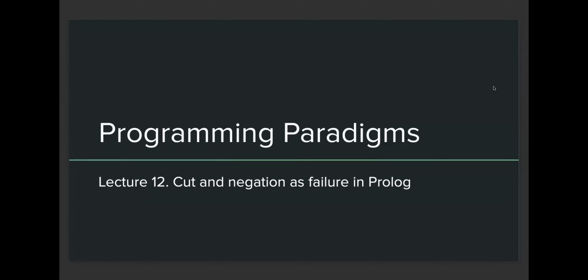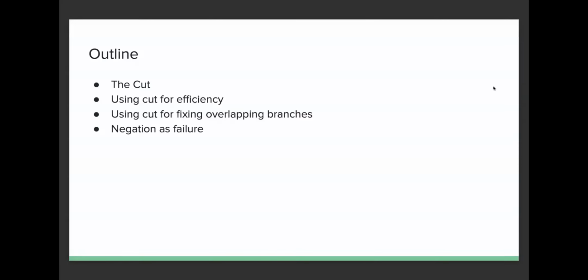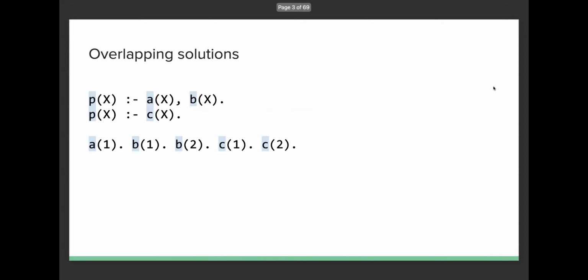Very well. So today we consider the last important part of Prolog, which is cuts and negation as failure. We're going to revisit what cut is and how we can use it. We can use it both for efficiency and to fix overlapping solutions or overlapping branches. And then we're going to discuss how negation in Prolog works and what negation as failure is.